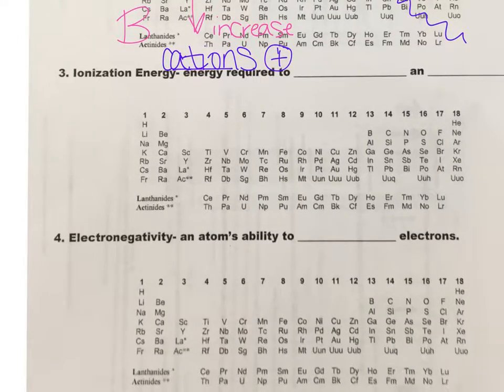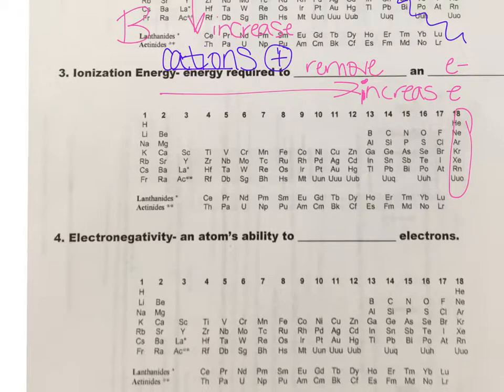Ionization energy, if you remember, was the energy required to remove an electron. As we go across, does ionization energy increase or decrease? It increases. Which group has the most ionization energy? The noble gases. They are already full, so they don't want to give anything away. They're stable, they're happy, and they're not going to let you take something away.